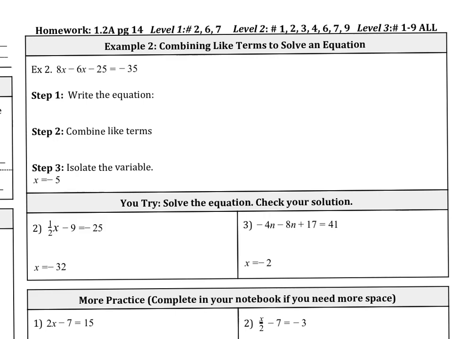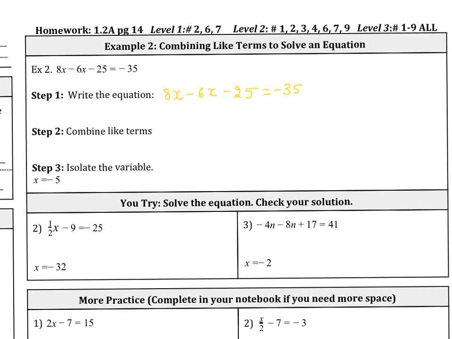Chapter 1.2, Day 1, Solving Multi-Step Equations, Example 2. Solve 8x minus 6x minus 25 equals negative 35. Write the equation first. So you're going to rewrite the equation as 8x minus 6x minus 25 equals negative 35.